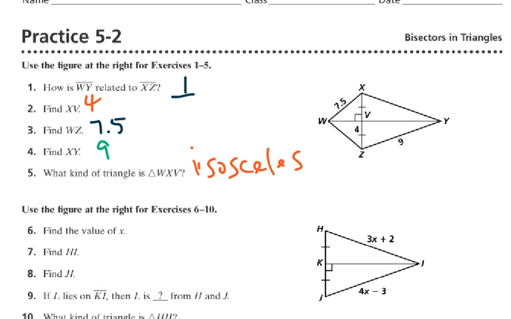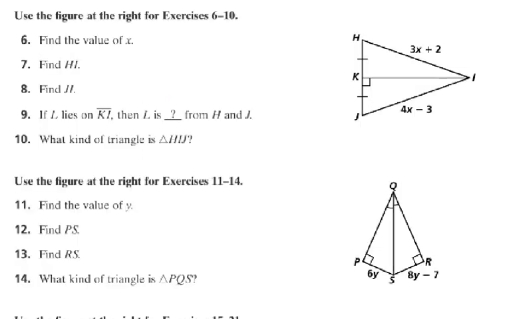Alright, I'm going to scroll down and we're going to do the next set. Okay, it says, use the figure at the right for exercises 6 through 10. Find the value of x. If you think you already know how to do this, go ahead and pause the video and do it by yourself. Otherwise, just watch. Because of the perpendicular bisector theorem, we know that these two are congruent.